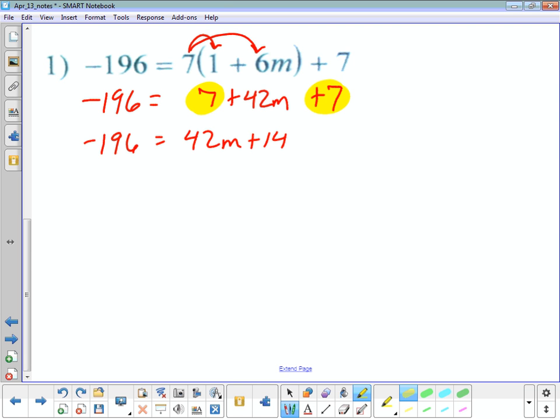So now I got to solve one of these two-step equations. I want to try to get the m by itself, so I got to get rid of the 14 here. Got to get rid of that 14. I got to do the opposite.